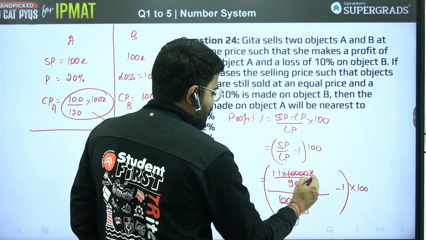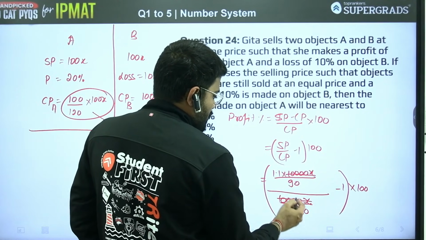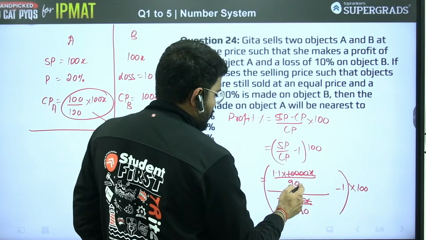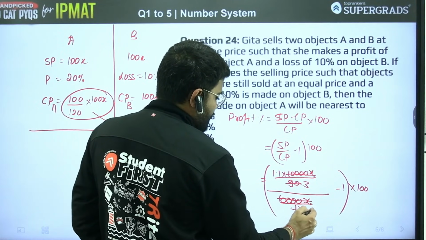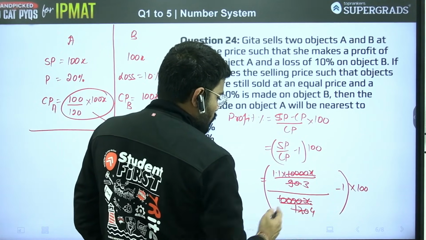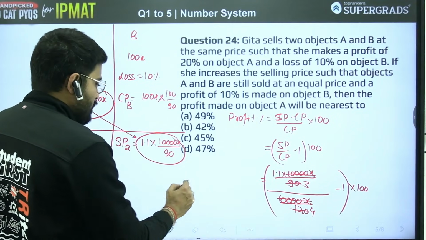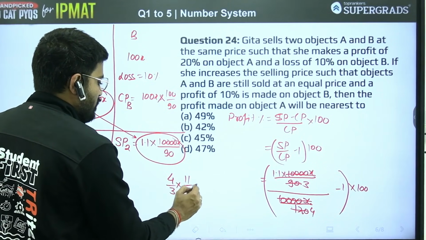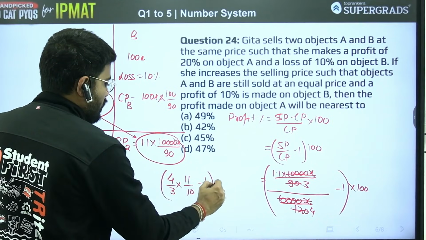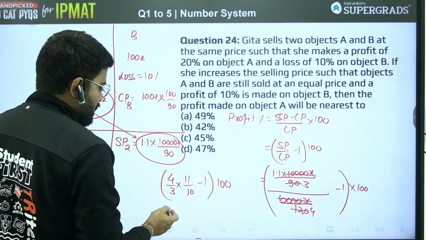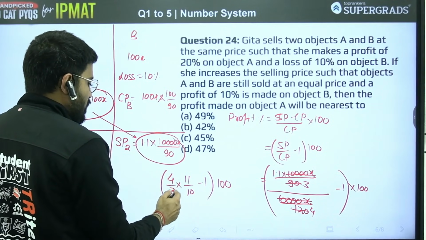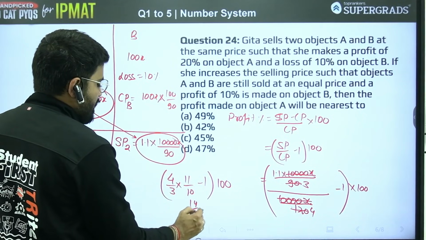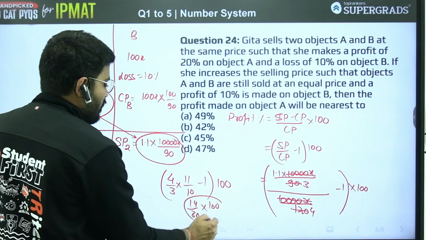So 10,000 gets cancelled and this 1.1 remains as it is and this 120 comes to the top. 30 cancels this 3 times, 30 cancels this 4 times. So what happens? You will get 4 by 3 into 11 by 10 minus 1 into 100, and from here you can fetch the percentage details. So it will be 44 by 30. 44 minus 30 will be 14 by 30 into 100. That will be my profit percent.